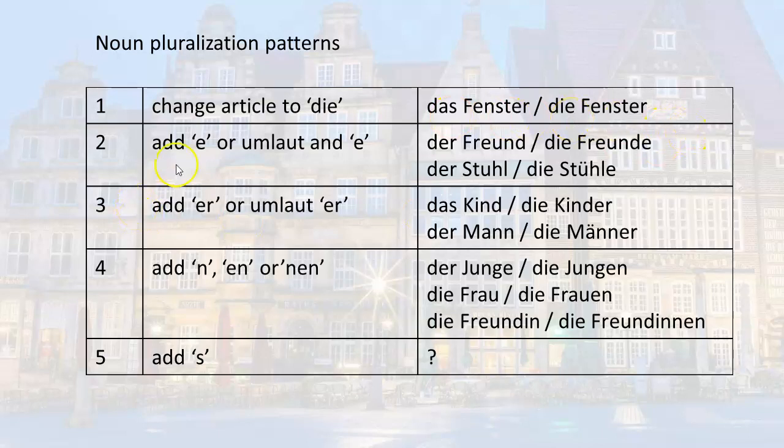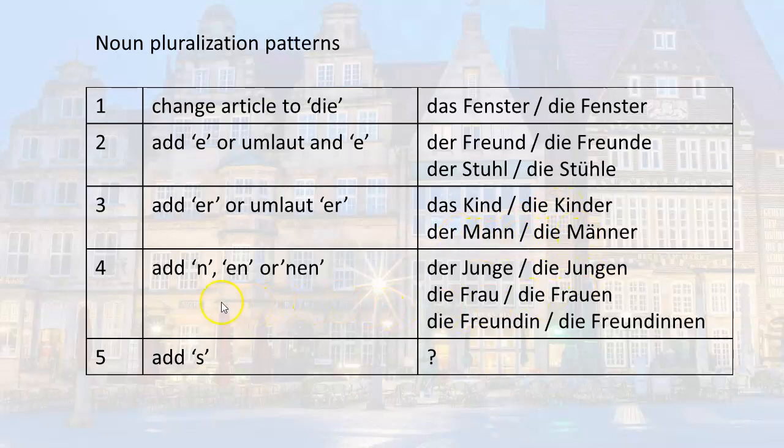In the second pattern you add e or an umlaut and e, so we have der Freund, die Freunde, the friend, the friends, der Stuhl, die Stühle, the chair, the chairs. In the third pattern, you add er or an umlaut and er, das Kind, die Kinder, der Mann, die Männer.